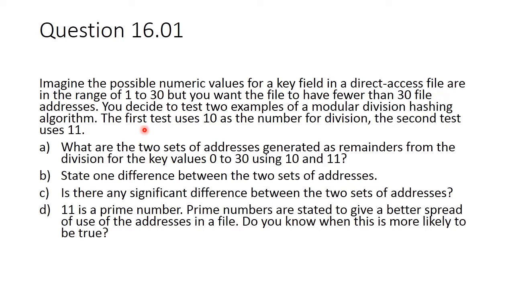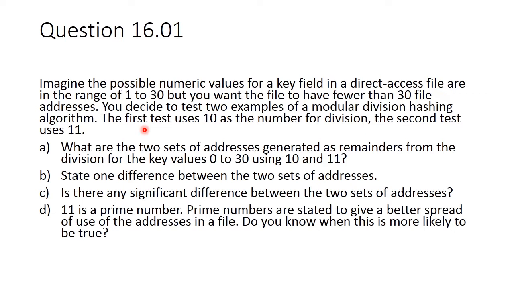Okay, so we have this question inside your book, 16.01. Imagine the possible numeric values for a key field in a direct access file are in the range of 1 to 30. But you want the file to have fewer than 30 file addresses.